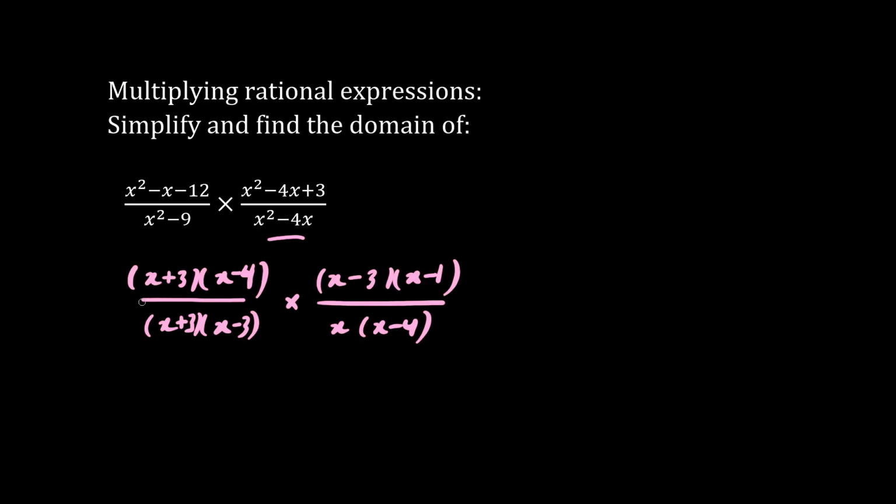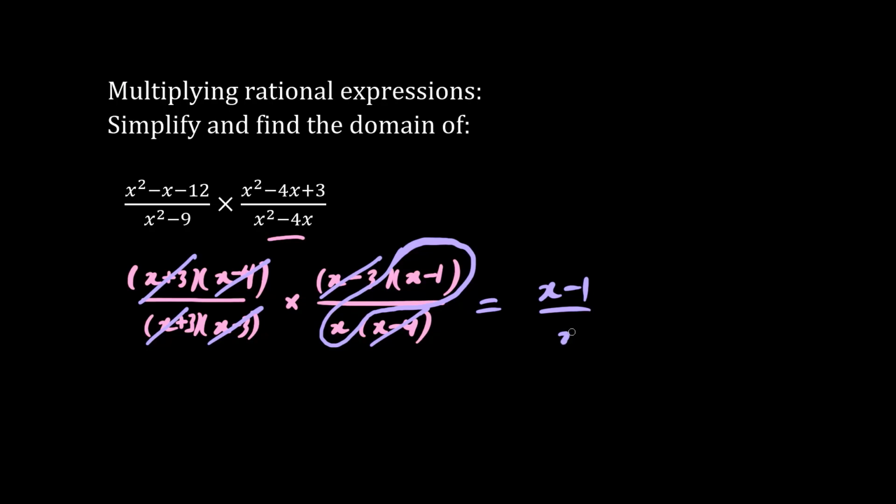Notice how there's an x plus 3 on the top and bottom here, so they cancel. The x minus 3 we can cancel diagonally here and here because we have a numerator and a denominator. Furthermore, we can cancel x minus 4 and x minus 4 here. So what's left over is just x on the bottom and x minus 1 on top. So we have x minus 1 over x.